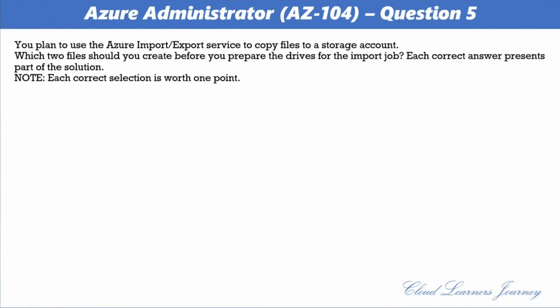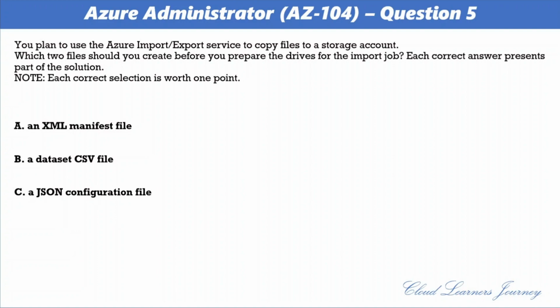Next, question number 5. You plan to use the Azure Import/Export service to copy files to a storage account. Which two files should you create before you prepare the drives for the import job? Each correct answer presents part of the solution. The options are A. An XML manifest file, B. A dataset CSV file, C. A JSON configuration file, D. A PowerShell PS1 file, E. A driveset CSV file. The correct options are B. A dataset CSV file, and E. A driveset CSV file.